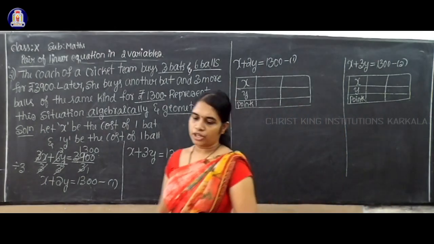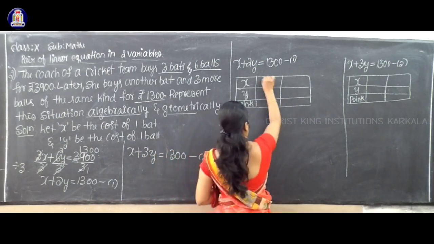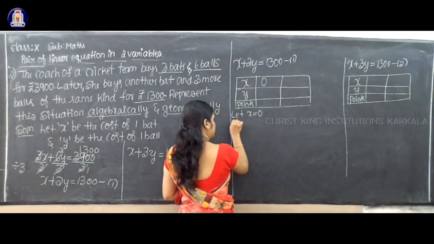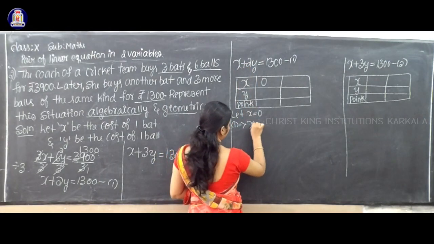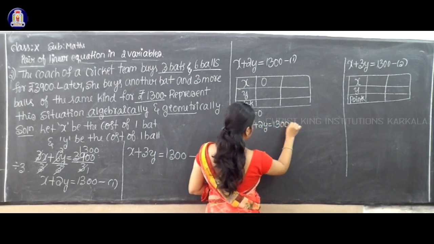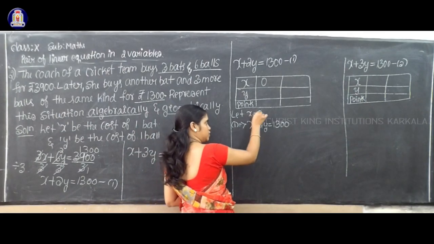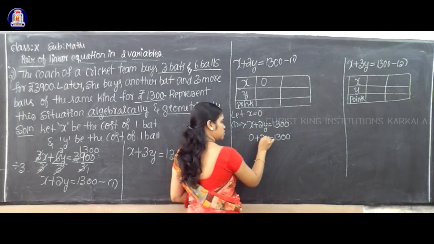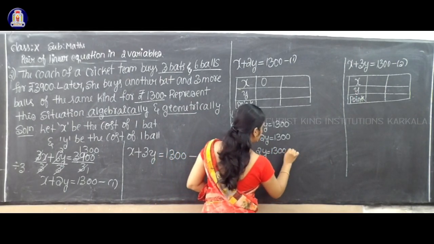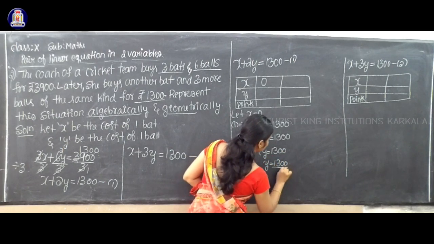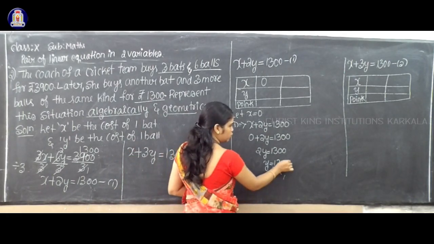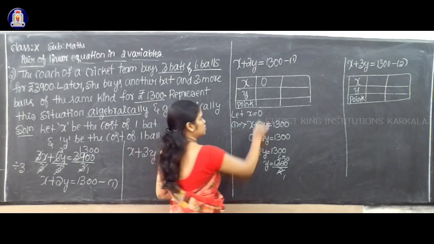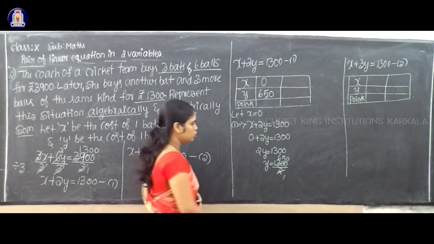Now, how to consider the x value? Suppose x is equal to 0. Let x equal 0. Then what about equation number 1? Equation 1 implies x plus 2y equal to 1300. In the place of x, I will substitute 0. So 0 plus 2y equal to 1300. 0 plus 2y is nothing but 2y, so 2y is equal to 1300. Therefore y is equal to 1300 by 2, which is 650. So y value is 650.